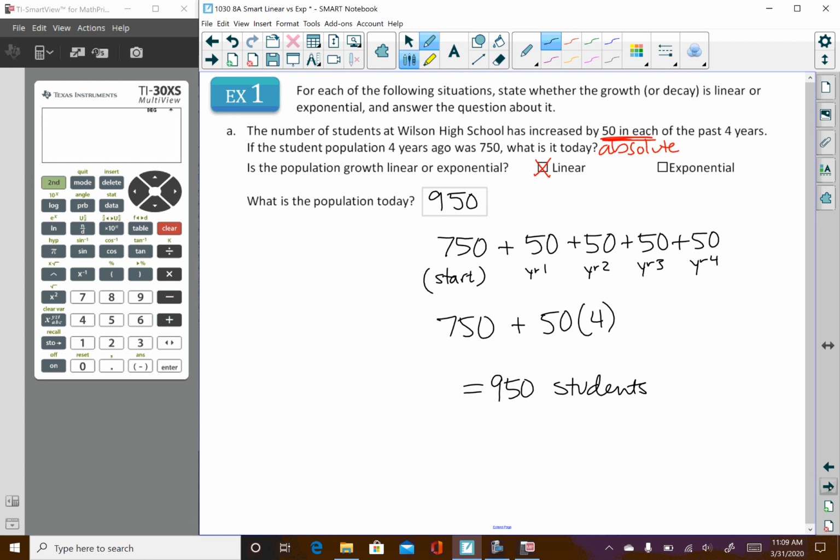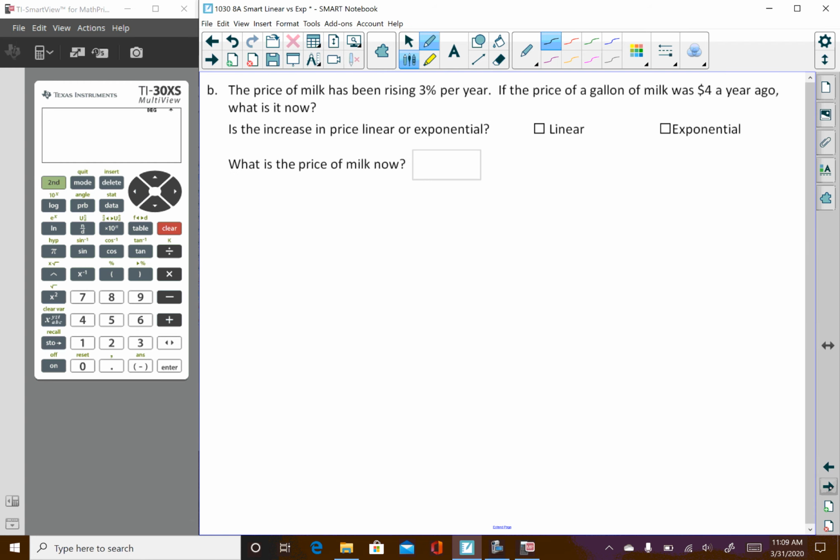Okay, the next one. The price of milk has been rising 3% per year. If the price of a gallon of milk was $4 a year ago, what is it now? So in this case, it's rising by 3%, and that's a percentage, which is a relative change. So this is an exponential growth.